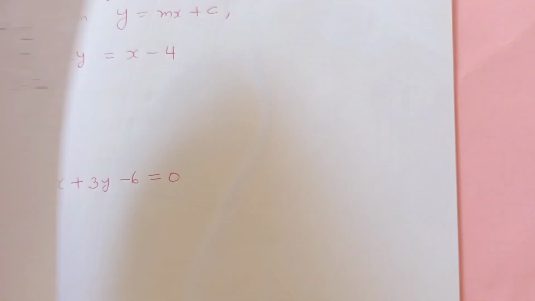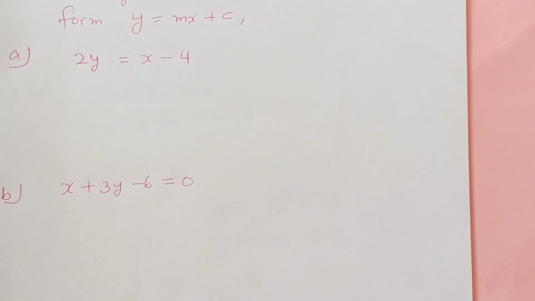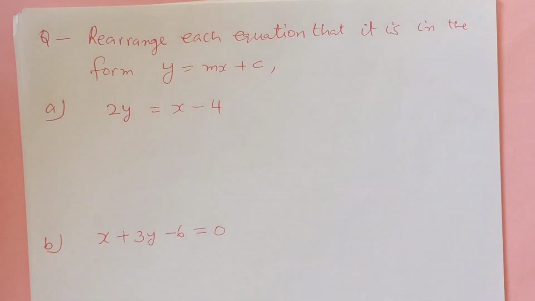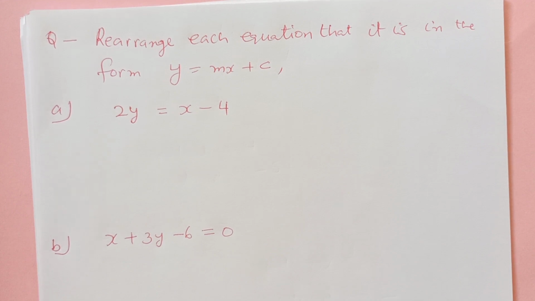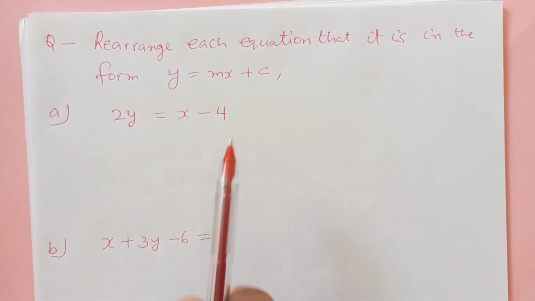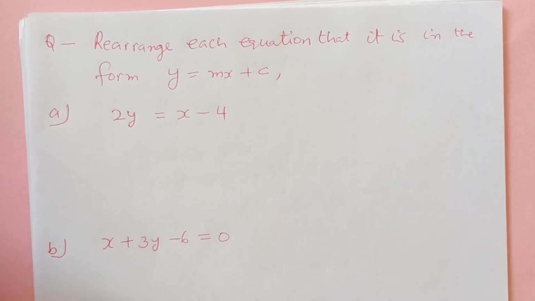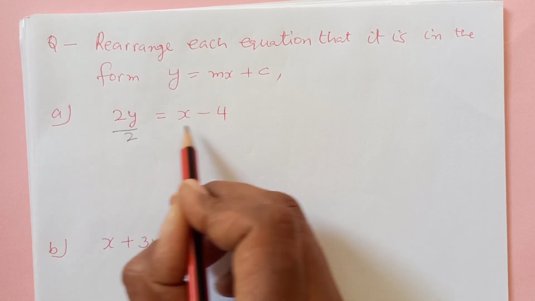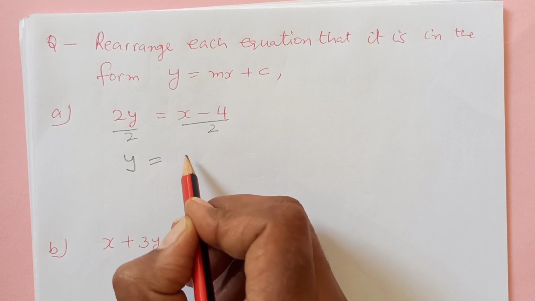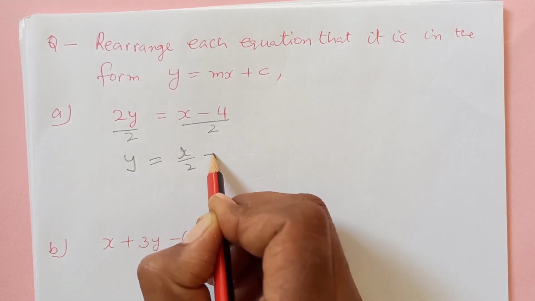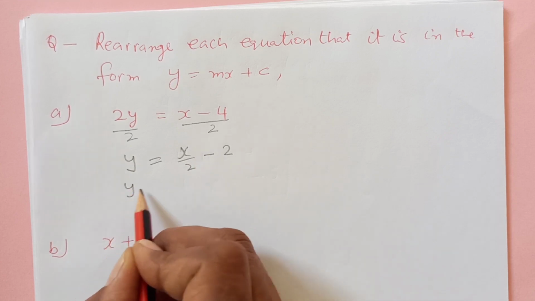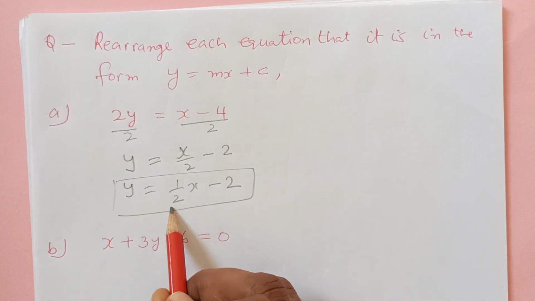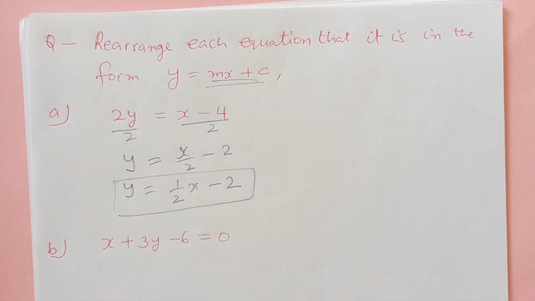So let's do another example here, where we have to rearrange each equation so that it is in the form of y equals mx plus c. We just did that. It's a similar kind of question, but again I can show you. We need to make y the subject, so divide by 2, divide by 2. This will become y equals x over 2 minus 2, right? So you can even write 1 over 2 x minus 2. So you see, this is the equation in the form of y equals mx plus c. That was the requirement of the question, right?